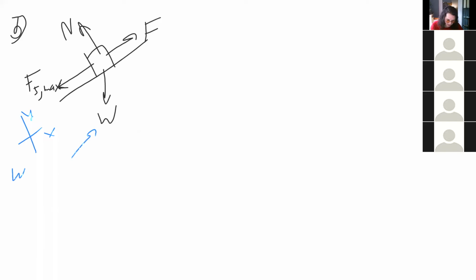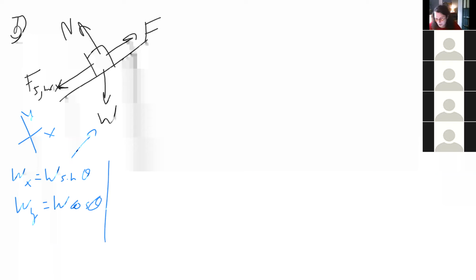Then the x component of the weight will be equal to the magnitude of the weight times the sine of the angle of the incline, and the y component of the weight will be equal to the magnitude of the weight times the cosine of the angle of the incline. It's a little messy there, but we've done that before. Now, as you've done before, it may be helpful to sketch out the two different dimensions, take a look at what's going on in each of them.